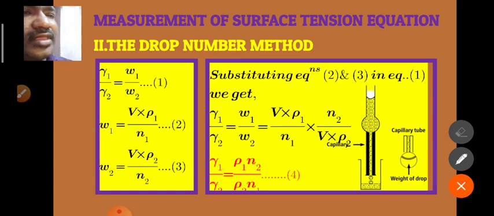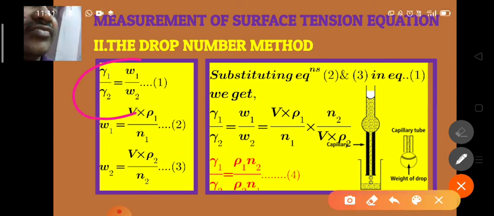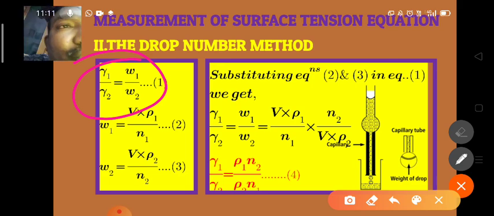So here we know very well that surface tension gamma is equal to r h rho g by 2. We know that h rho g is nothing but weight only. So in place of that we can write weight. So we get the equation gamma 1 by gamma 2 is equal to weight 1 by weight 2, W1 by W2. Okay?